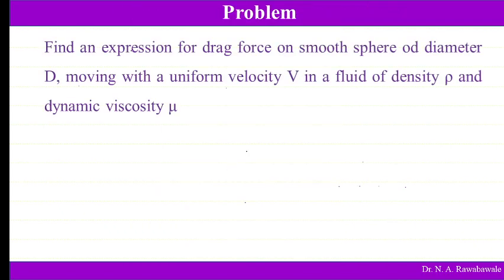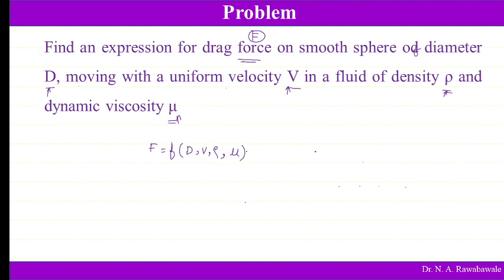Now coming to the next problem, find an expression for drag force on smooth sphere of diameter d moving with uniform velocity v and density rho and dynamic viscosity mu. So here what we have to find is the relation between the force, find the expression for force F. So force F is depending on d, v, rho and mu. So that is nothing but force is a function of diameter d, velocity v, density rho and dynamic viscosity mu. So this we have to find out.